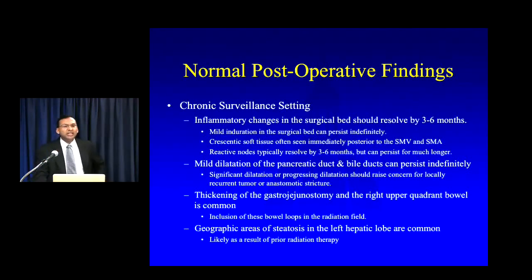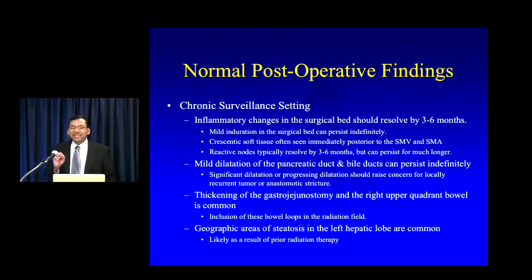Now, in the chronic setting, that tends to be where people get into more trouble, in that they mistake normal findings for tumor recurrence. Now, in most cases, the inflammatory stuff that I talked about earlier should resolve by about 3 to 6 months. So the induration in the surgical bed, the reactive lymphadenopathy, most of that is going to be gone either at their first follow-up or in their second follow-up by about 6 months.